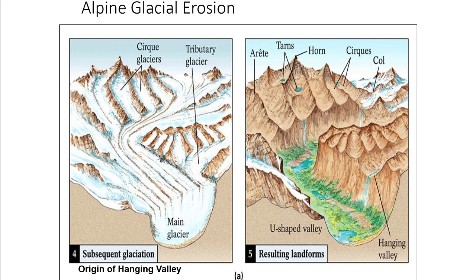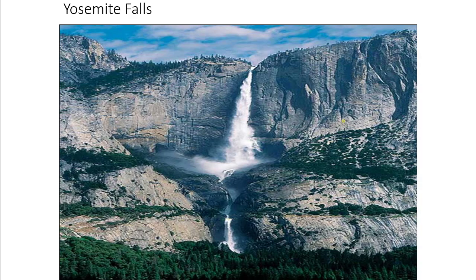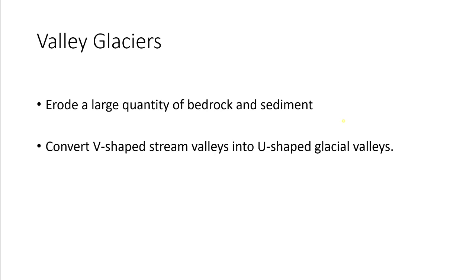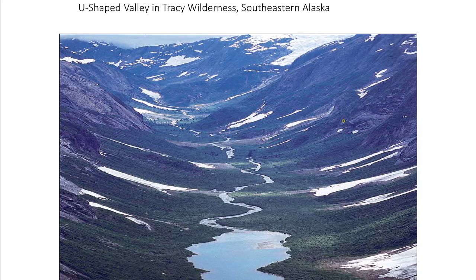There's a lot of beautiful landforms here, and if you ever go into a glacially eroded area, you'll see these everywhere. So here's Yosemite, famous for glaciation and for big granite batholiths and for waterfalls due to glaciation as well. So valley glaciers erode a large quantity of bedrock and sediment. They convert V-shaped stream valleys into U-shaped glacial valleys.